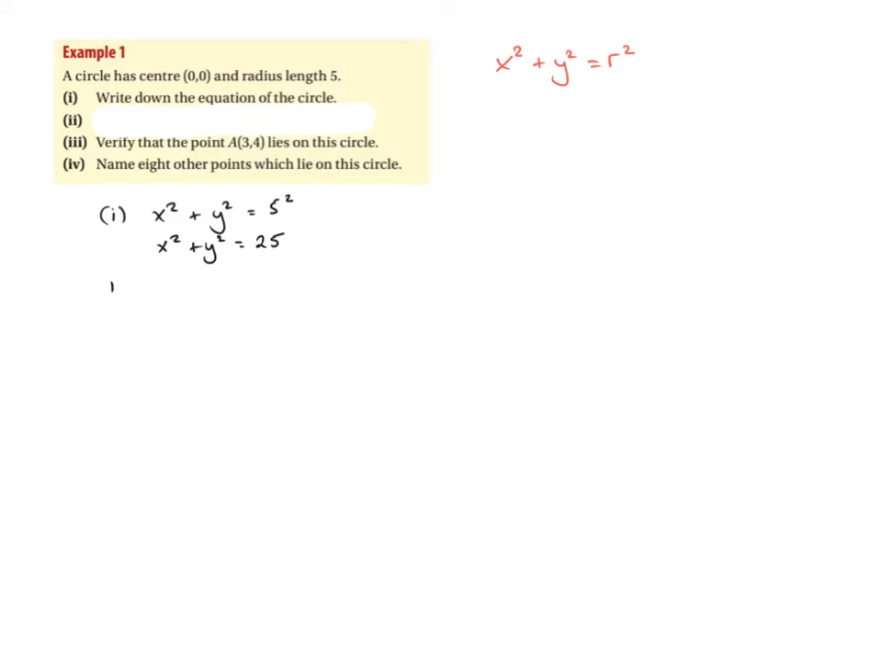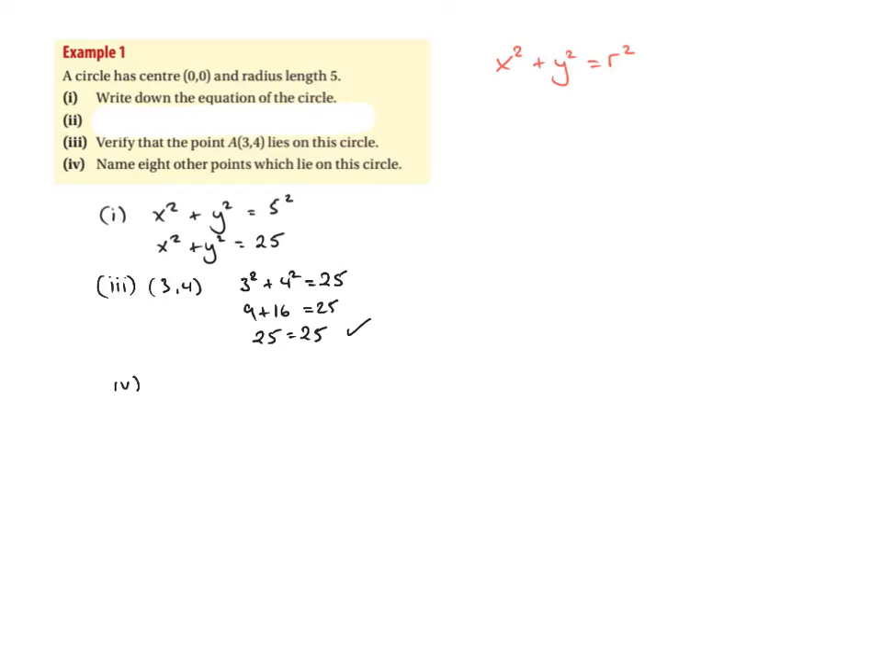To verify that a point is on the circle is exactly the same as if we were verifying if it was on a line. We just stick the values of x and y in and see, does the left hand side equal the right hand side. So 3, 4. Wherever we see an x, we stick 3 in, wherever we see a y, we stick 4 in. So 3 squared plus 4 squared, is that equal to 25? 9 plus 16 equals 25. 25 is equal to 25, therefore this lies on the circle. So we verified that that lies on the circle.